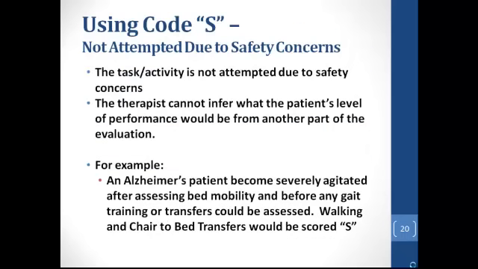So how is the alpha score S used? You want to choose this score when the task or activity is not attempted due to safety concerns and the therapist cannot infer what the patient's level of performance would be from another part of the evaluation. For example, an Alzheimer's patient becomes severely agitated after you have assessed bed mobility and before any gait training or transfers could be assessed. Walking and chair-to-bed transfers then might be scored an S.